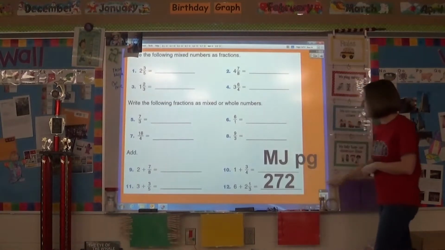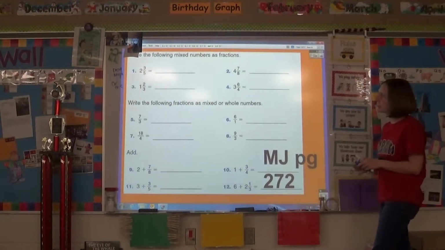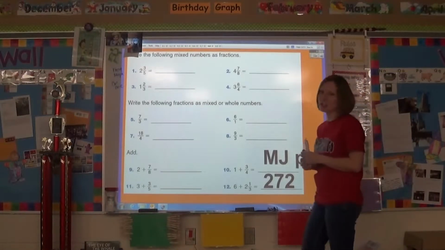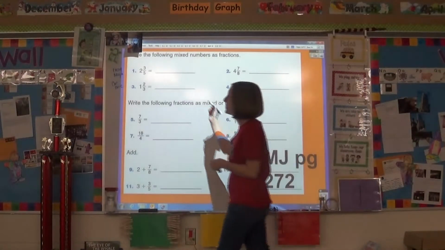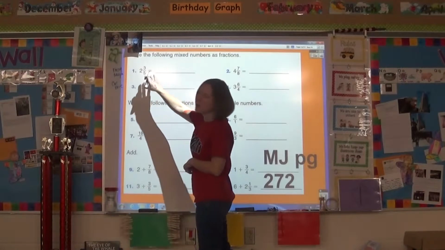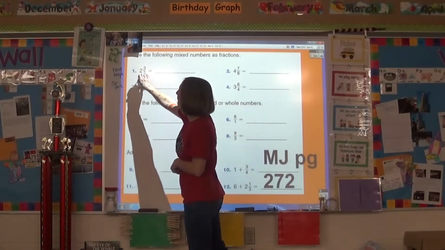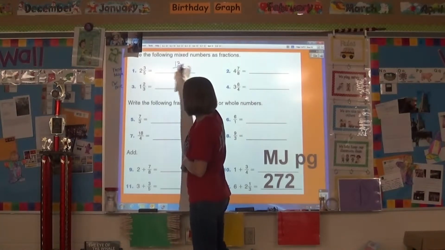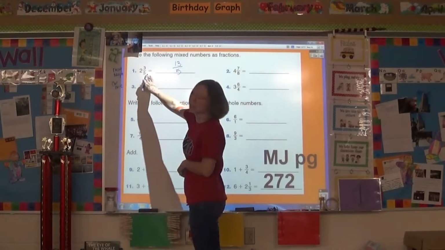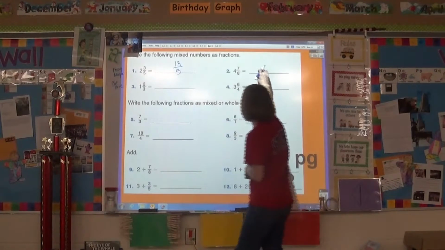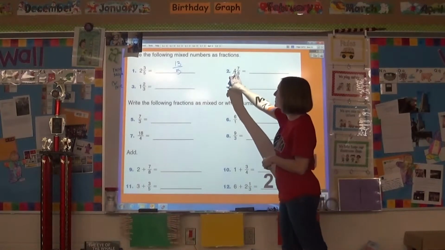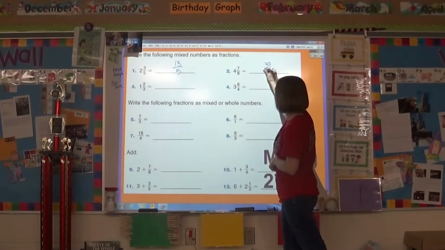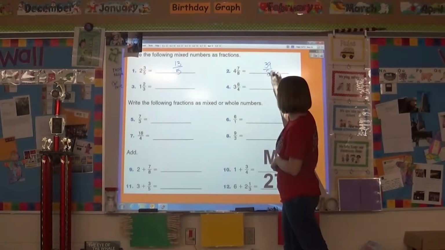If you take a look on page 272, there's some good practice here with changing mixed numbers into fractions and then improper fractions back to mixed numbers. So let's do a couple together as review. Remember our shortcut here is we can do 5 times 2 is 10, plus 3 is 13 fifths. Our denominator is always going to stay the same. Okay, if we do another one, 8 times 4 is 32, plus 7 is 39, and our denominator was 8.